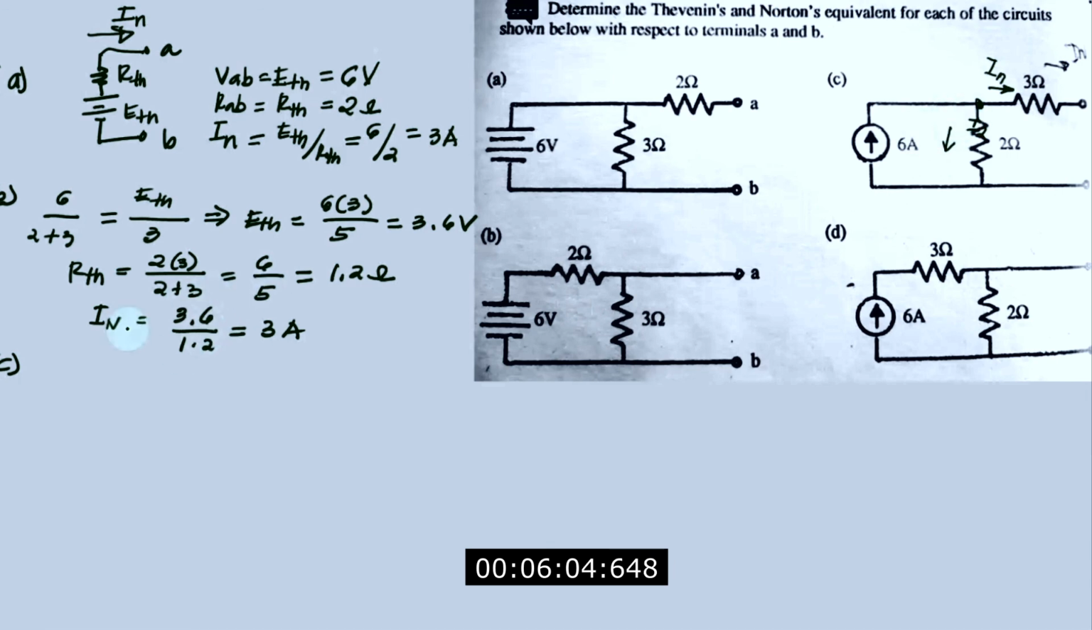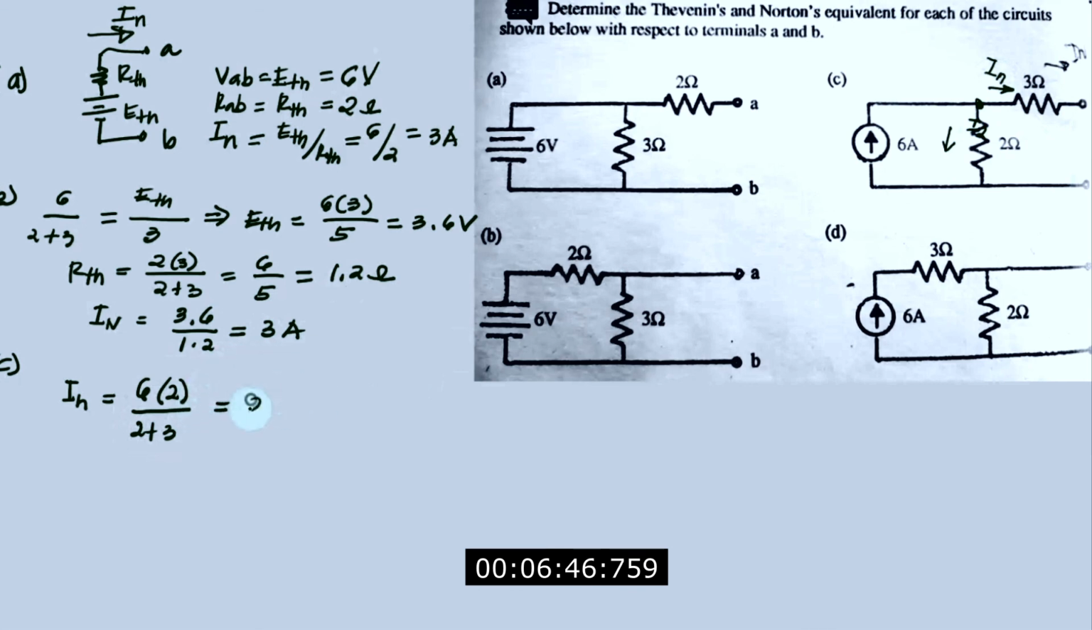To get the I Norton using the current divider theorem, we are looking for I sub n here, this one. That is equivalent to the total current, which is 6 amperes, and you multiply this current by the resistor that this current is not passing through. Where is that? This resistor, which is 2 ohms, divided by the summation of the resistors, which is 2 plus 3. So we are going to solve for this.